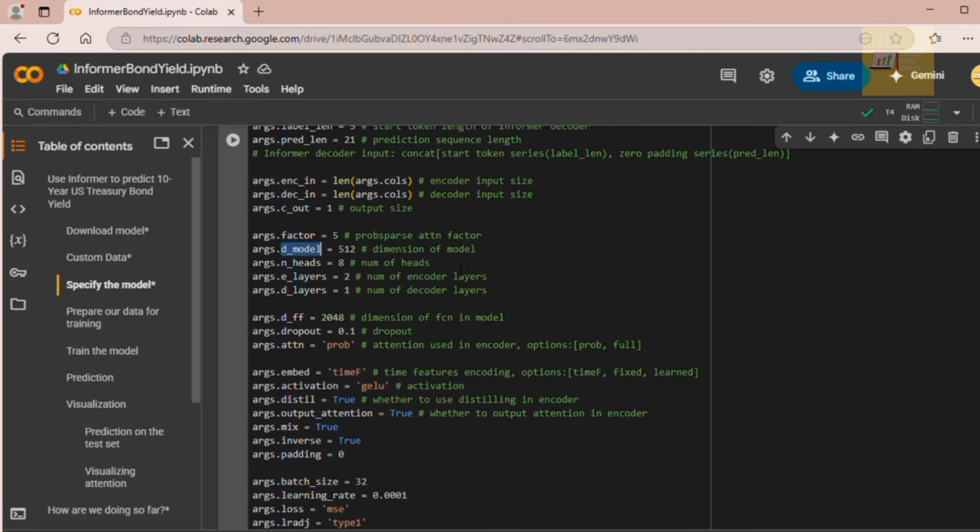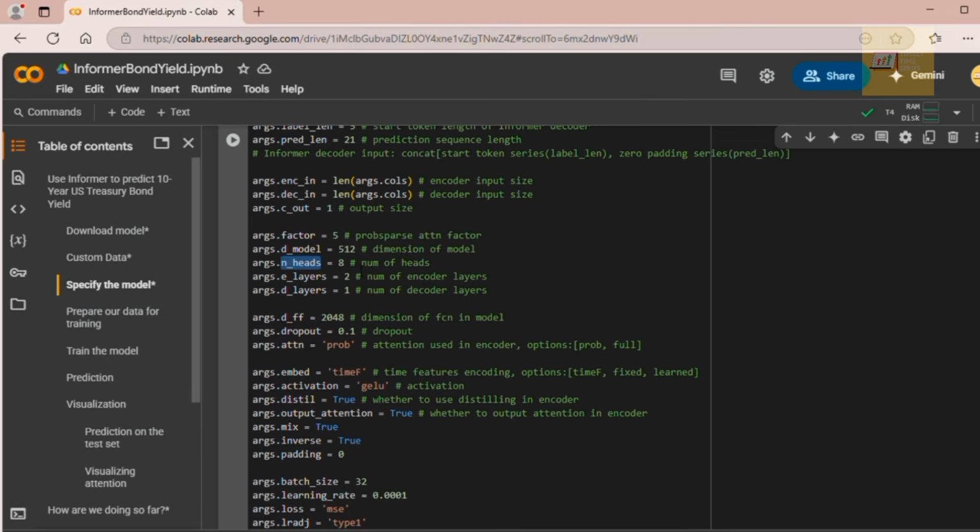Next is d_model. D_model is the dimension of the model, the output dimension of the embedding layer that we talked about earlier when the data first goes into the model. It's set to be 512, and we just go with that. Okay, and then n_heads is the number of heads in the attention block.